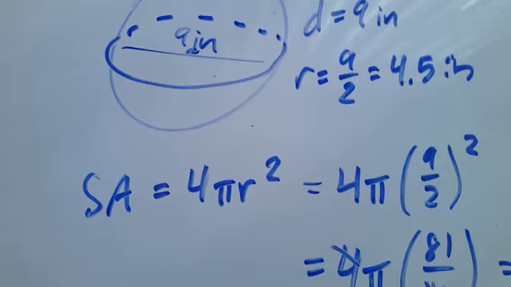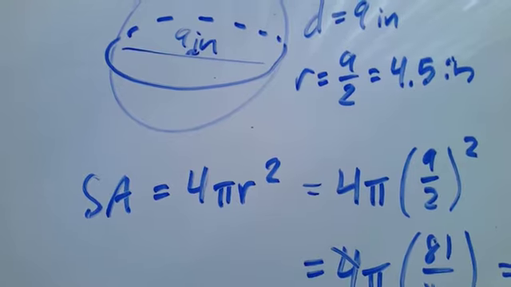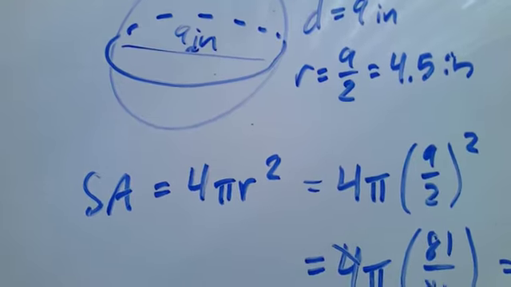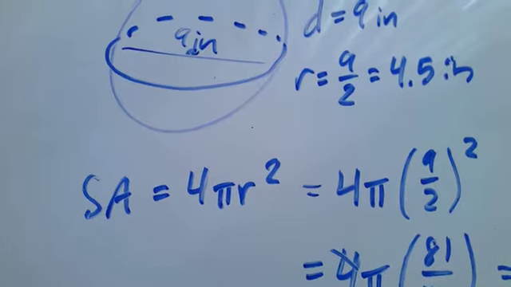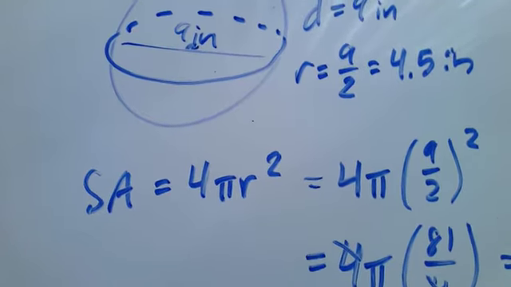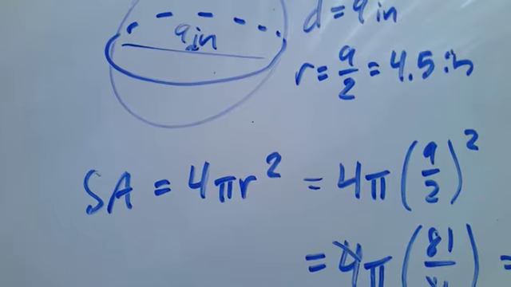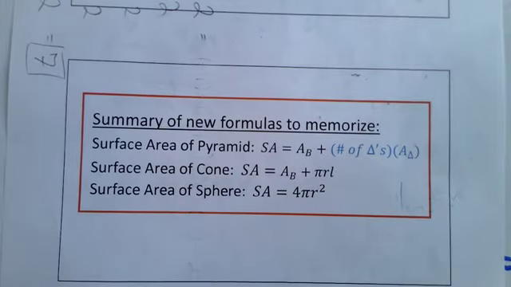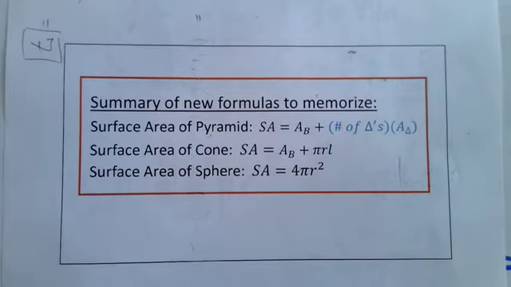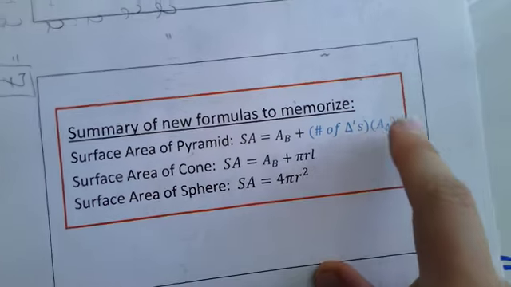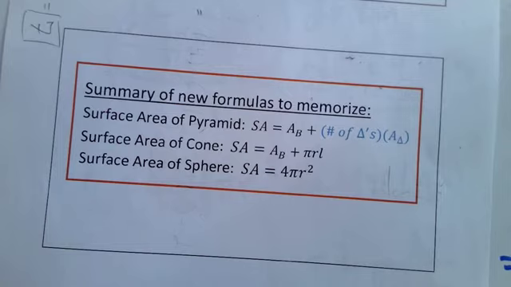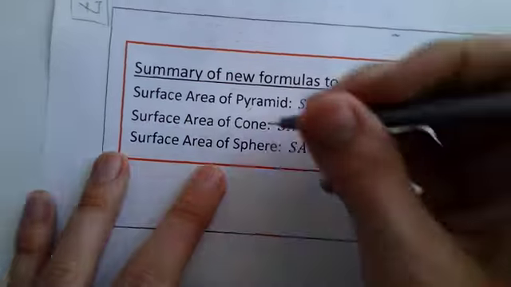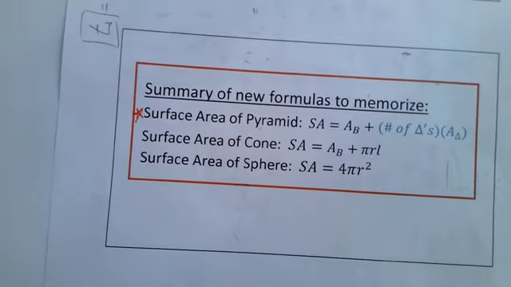So here's a summary of new formulas that you should memorize, okay? Now that we are at the end of the lesson. Just one second because I accidentally scribbled all over my notes. Here you go. This is what I would love for you guys to have written down. So, the surface area of a pyramid is the area of the base plus the number of triangles times the area of one of those triangles. I am going to put an extra star or something around the formula for surface area of a pyramid.